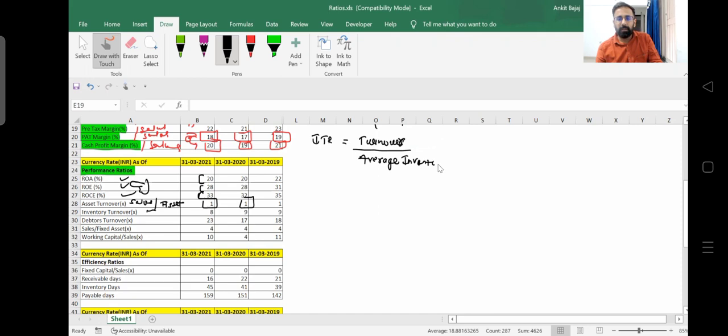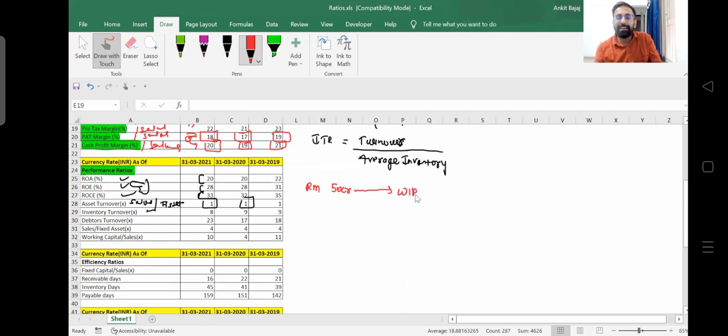Now what does this ratio talk about? This ratio generally talks about how much inventory you are buying, and with the help of that inventory, how much finished goods or how much sales you are able to perform. Suppose your company is buying inventory of 50 crore rupees. This is your inventory, or raw material, and your company is converting this raw material to finished product.